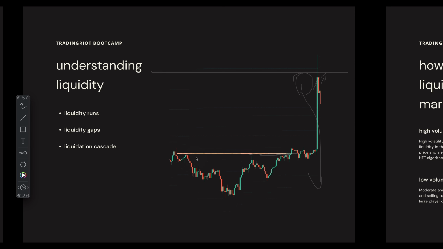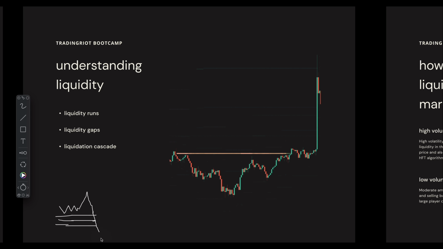You will have basically a key support level where everyone is placing their stops below it. Let me draw this once again. Once the market goes down to it, all these stops get triggered, and there are too many of them, so the market will just cascade to the downside.